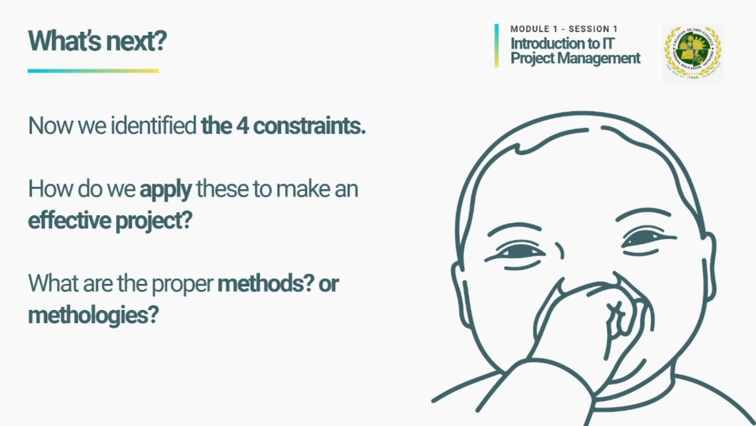And before we end this video, now we have identified the four constraints, which are scope, time, quality and cost. How do we apply these to make an effective project? We've already discussed the building blocks in creating the project, but how do we properly execute it? What are the proper methods or methodologies? That's going to be on our module 1 session 2 topic, which is waterfall and agile methodologies.